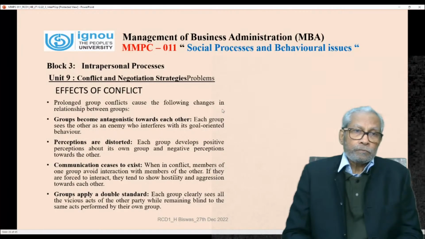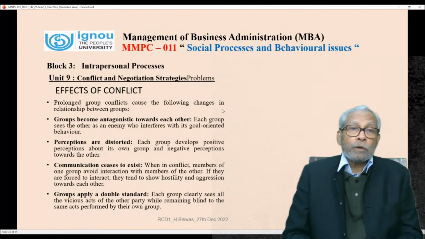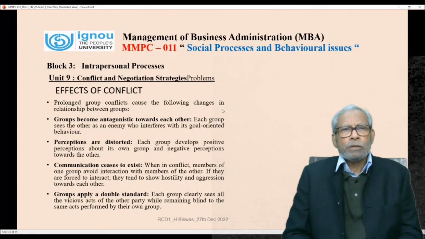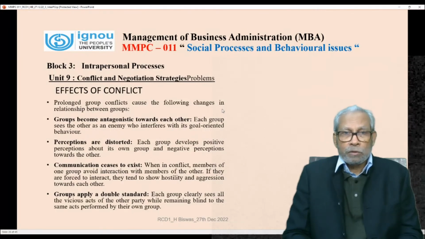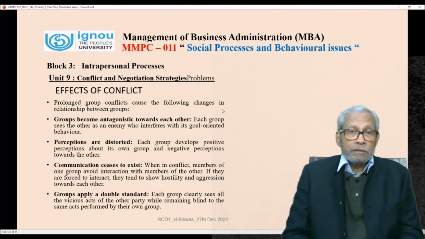Effects of the conflict. Prolonged group conflicts cause the following changes in the relationship between the groups. If the conflict is prolonged, happening for a long time, then what will happen? The groups become antagonistic towards each other, because there will always be interference. They will create enemies, then goal-oriented behavior. So some sort of interference will start.